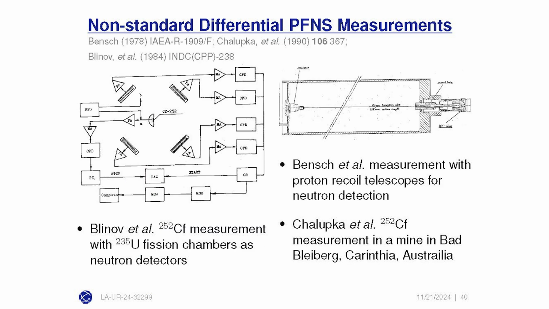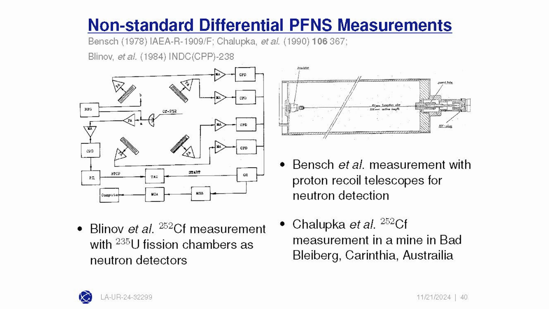Other non-differential experiments, you can, like I said, use fission chambers to measure the PFNS, like was done for a californium measurement by Blinoff using U-235 fission chambers. You can also use proton recoil telescopes. I call it non-standard because it's not typically done because of the low efficiency of the proton recoil telescopes, but you can certainly do it, and it can give you a good understanding of the spectrum.